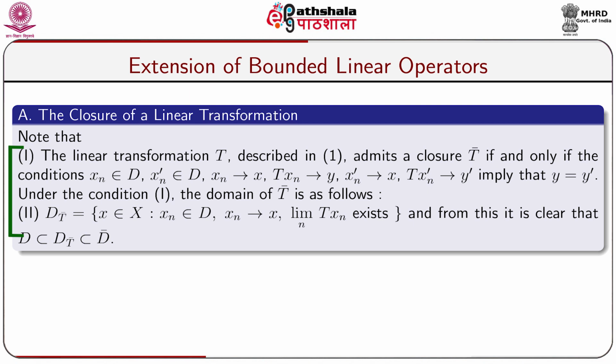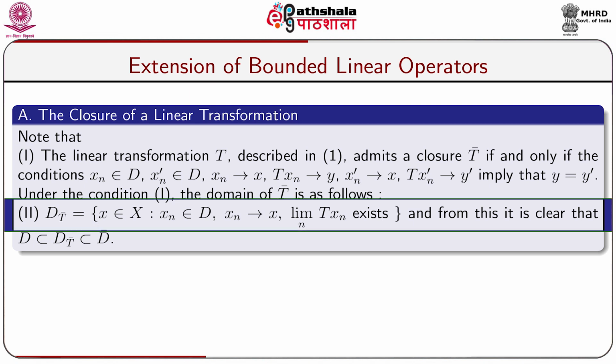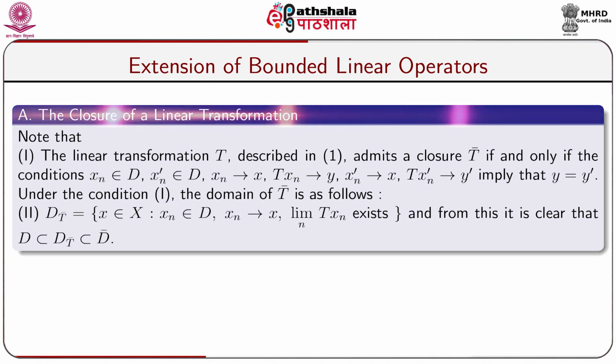Under condition 1, the domain of T bar is as follows: equation 2, D(T bar) equals the collection of all elements x belonging to capital X such that xn belongs to capital D, xn converges to x, and the limit of Txn exists. From this it is clear that D is a subset of D(T bar), which is again a subset of the closure of D, that is, D is a subset of D(T bar), a subset of D bar.